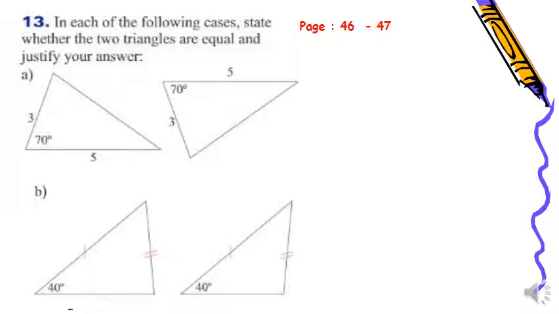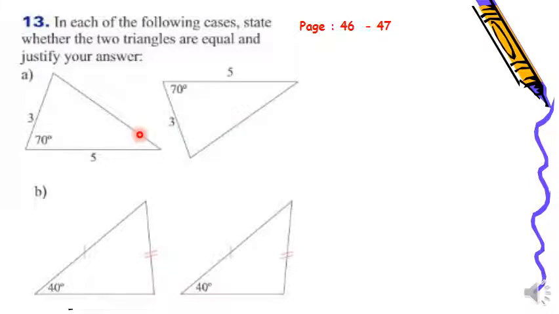In each of the following cases, state whether the two triangles are equal and justify your answer. So we have to say, are they equal triangles? Yes or no, and why? If yes, by which case? If no, why? So let's look at these two triangles.